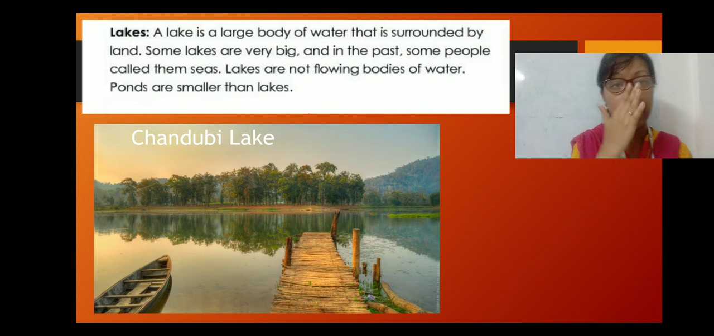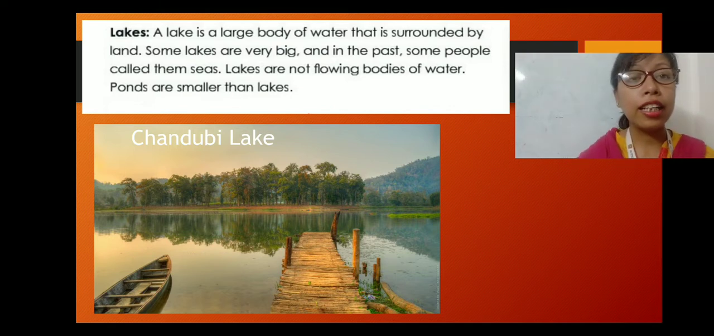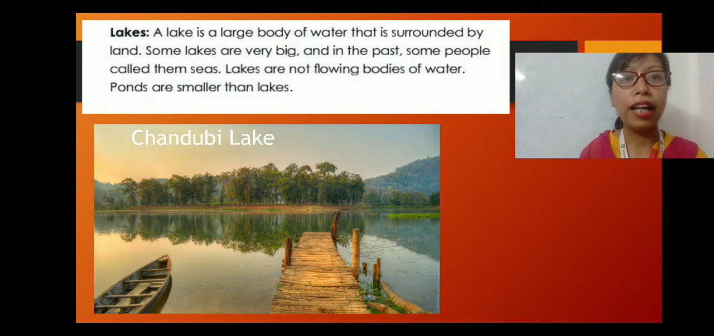Next we have the lakes. A lake is a large body of water that is surrounded by land. Some lakes are very big, and in the past, some people called them seas. Lakes are not flowing bodies of water. So lakes are not like rivers. They stay at the same place, and it is surrounded by land.